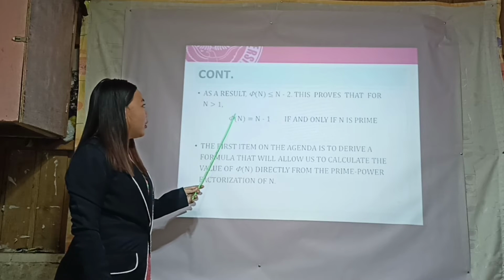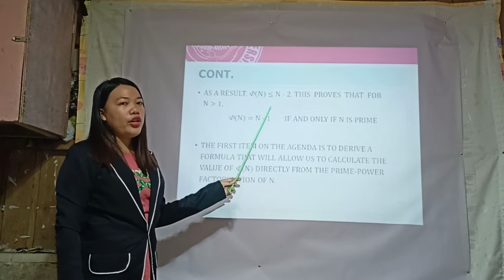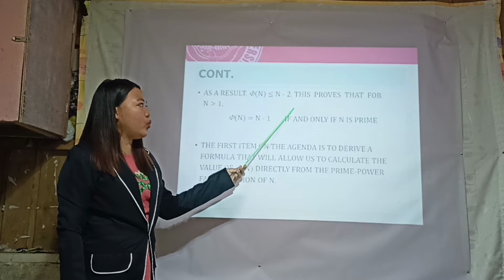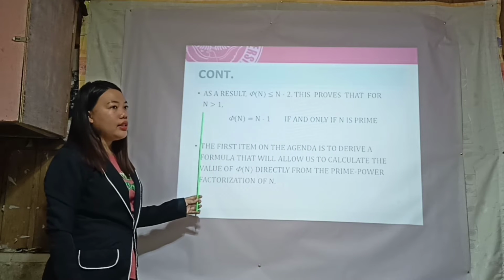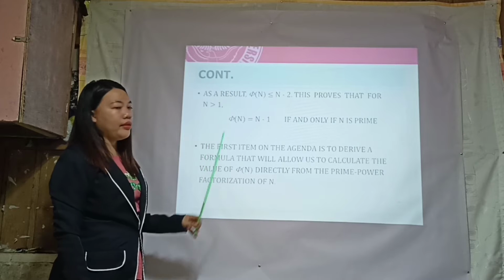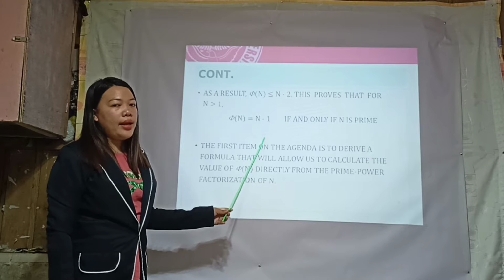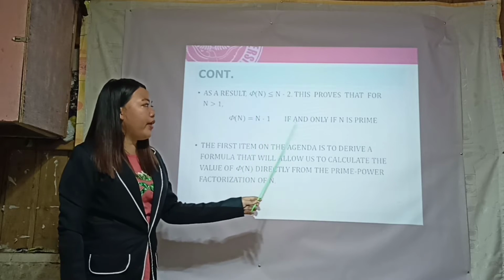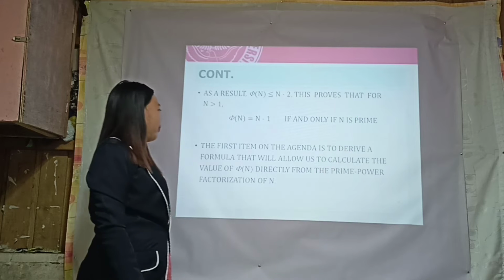So as a result, phi of n is less than or equal to n minus 2. This proves that for n greater than 1, phi of n is equal to n minus 1 if and only if n is prime.